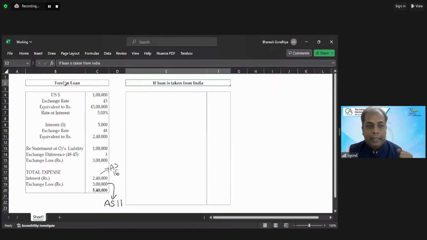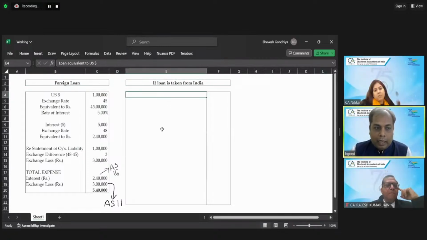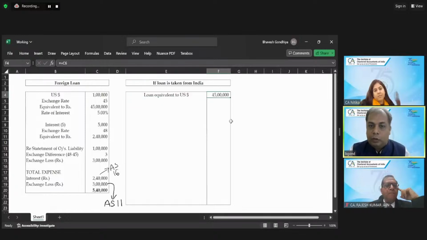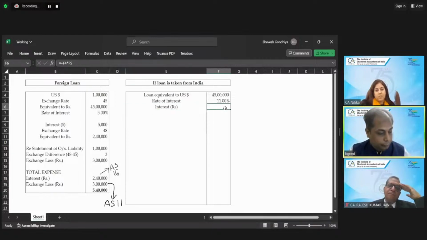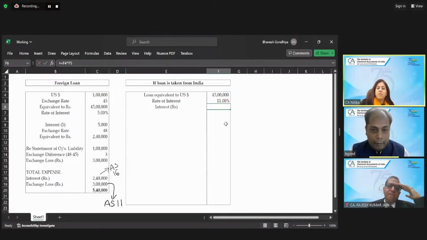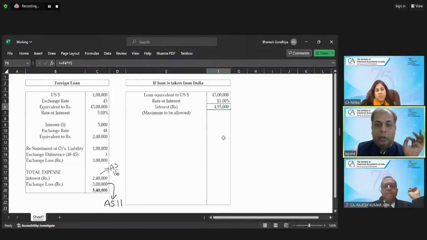Assume that instead of a foreign loan, I had taken this loan from India. How much loan would I have taken? A loan of 45 lakhs rupees, equivalent to the foreign borrowing. What was the rate of interest in India? Assume that it is 11%. So interest will come as 4,95,000. This is the maximum interest which would have been allowed by the standard if you had taken the loan from India.